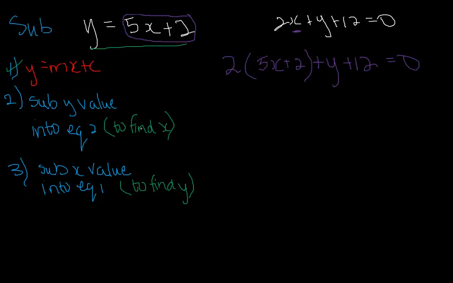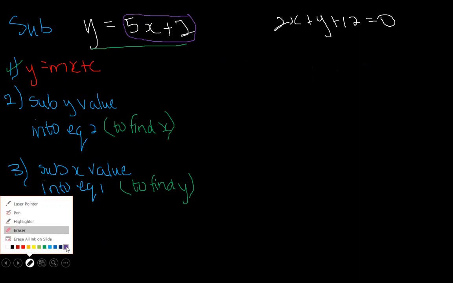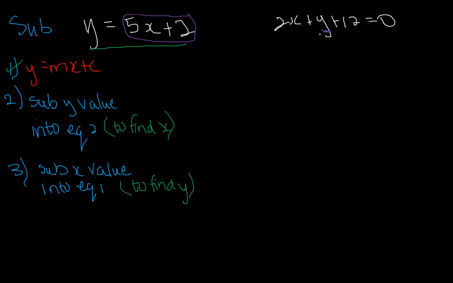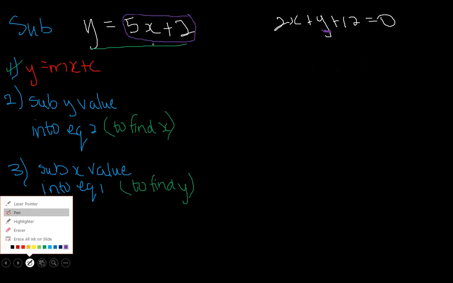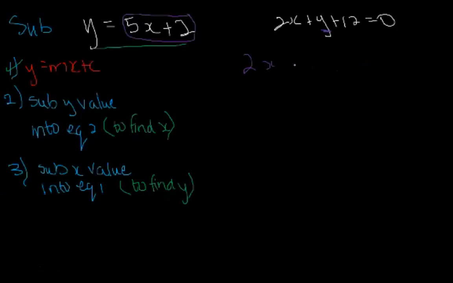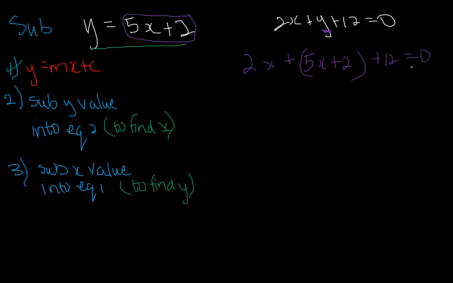We did all of this to find x. Wherever we see y in this equation, we'll substitute it with 5x plus 2. So it's 2x plus 5x plus 2. Put this in brackets if you want. Doesn't really matter. Plus 12 is equal to 0.